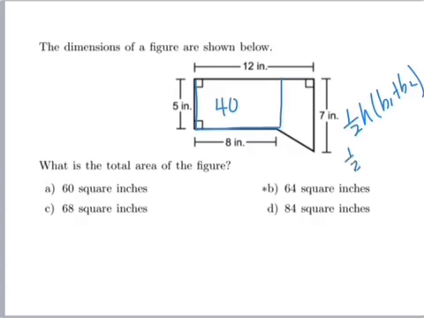But then I know the height of my trapezoid is here. That's going to have to be 4 since this total distance is 12 and we've got a side here of 8. So then my height of my trapezoid is 4. And then my two bases are this distance, which is 7, plus this distance, which is 5. And so that's going to end up giving me 24. And then when I add those two together, I get 64.